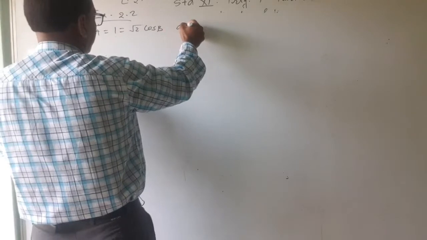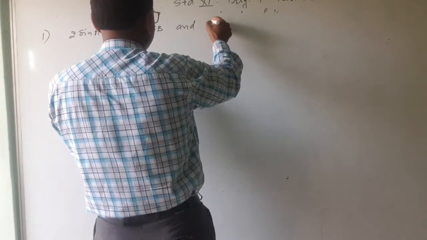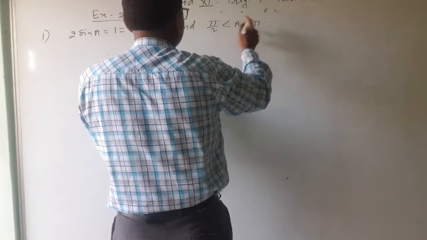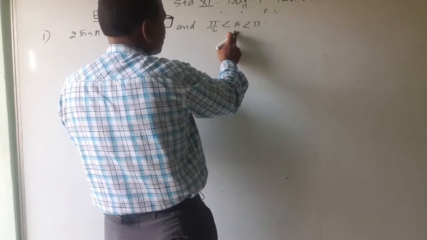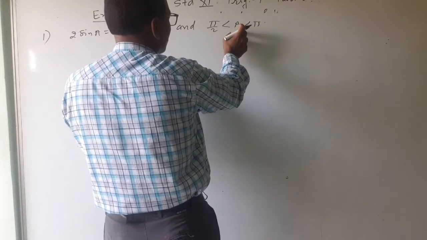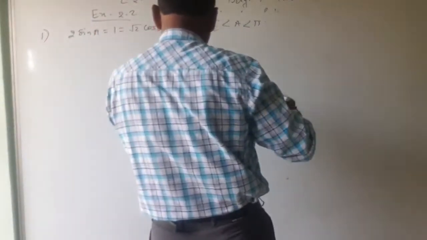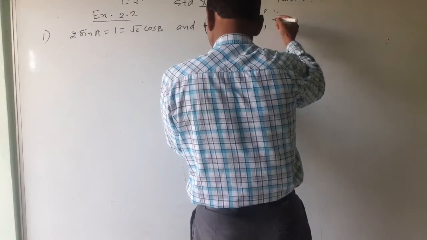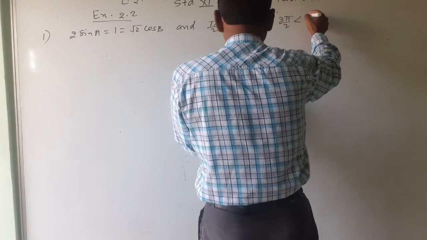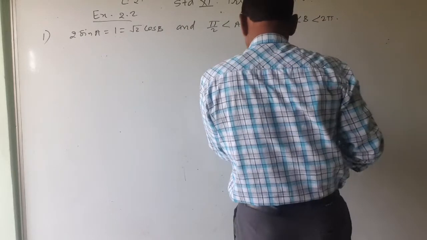and angle A is between pi by 2 and pi. It means it is greater than pi by 2, which is 90 degree, and less than pi, which is less than 180 degree. That means it is in the second quadrant. Comma, B is between 3 pi by 2 and 2 pi.